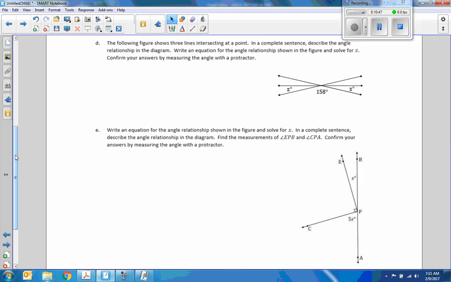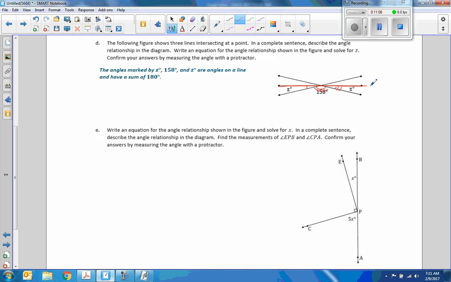D. The following figure shows three lines intersecting at a point. In a complete sentence, describe the angle relationship in the diagram. So here it says the angles marked by Z degrees, which is this angle right here, 158 degrees, which is right here, and Z degrees, which is right here, form a straight line that's 180 degrees right there. Okay, so my equation is going to be Z degrees plus 158 degrees plus Z degrees equals 180 degrees.